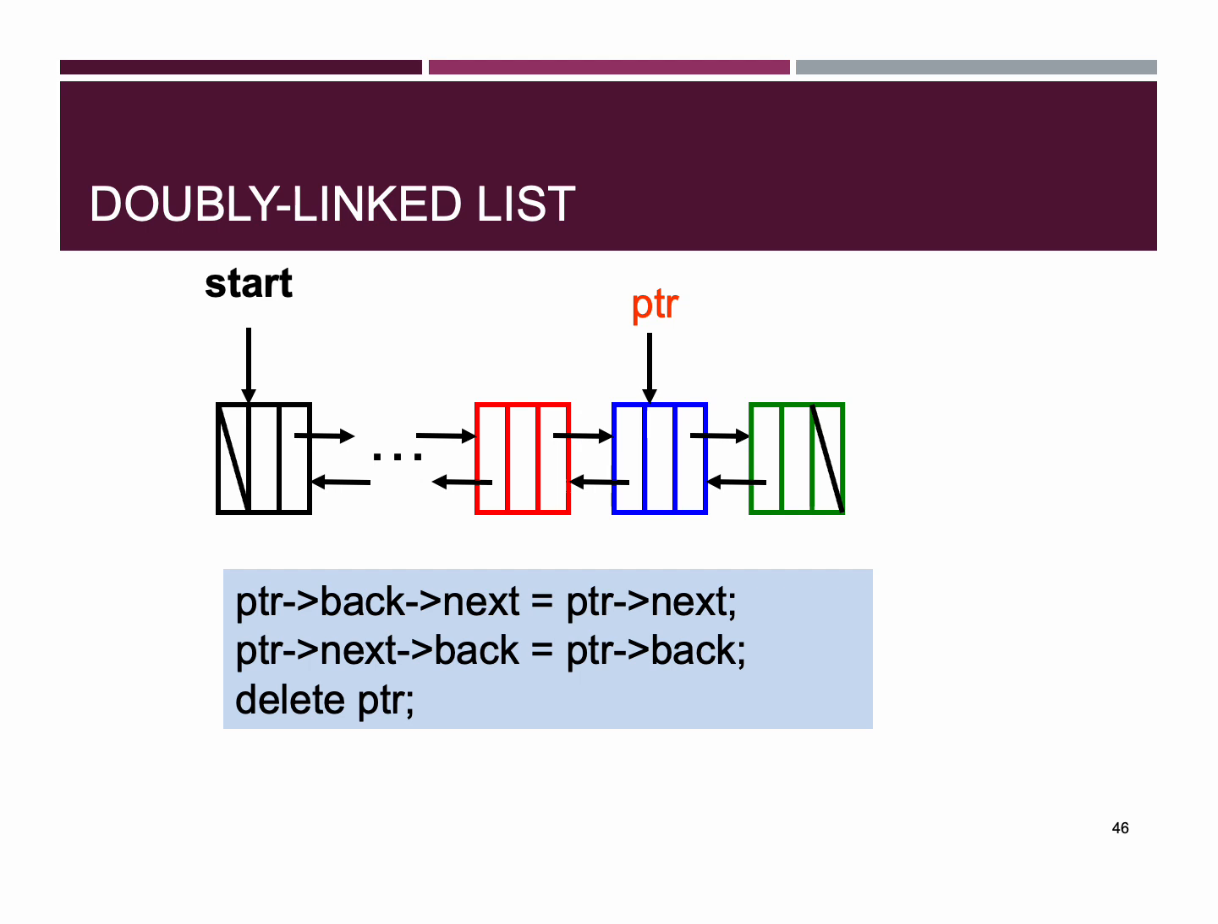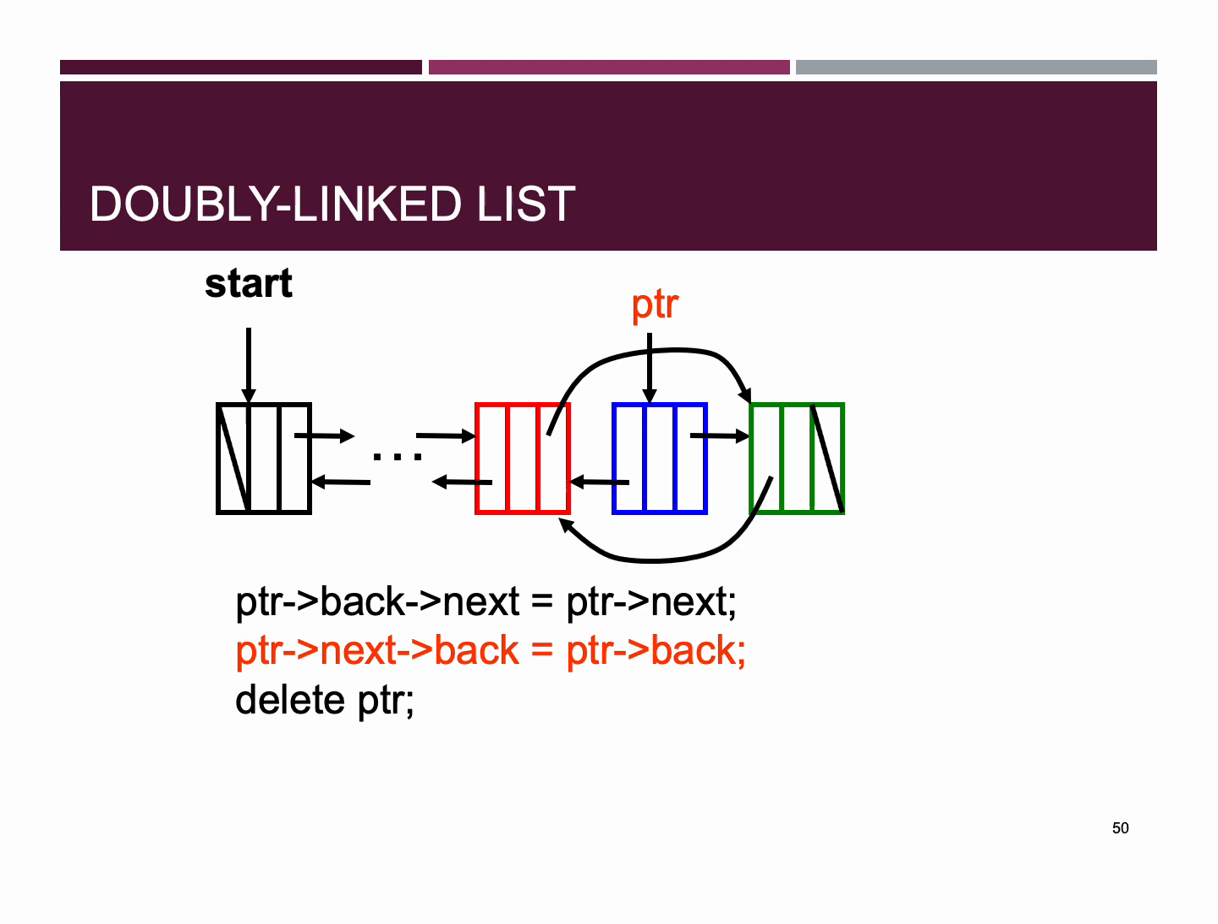We'll see here more images. First we are doing this: ptr's back's next equal to ptr's next, which means we are just pointing back's next to ptr's next. Then we'll do ptr's next's back, pointing to ptr's back, like this. And then we'll do the delete ptr here like that. So this is how we can delete a node from a doubly linked list.